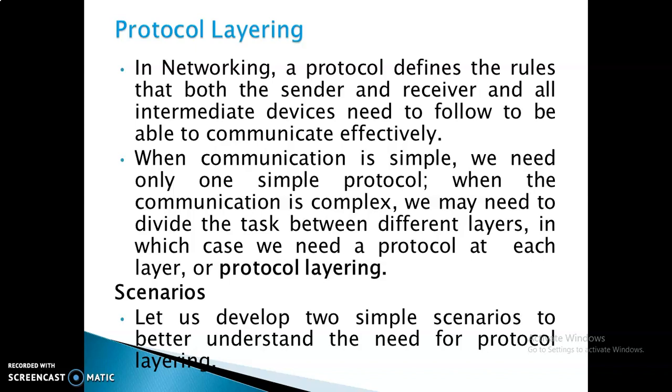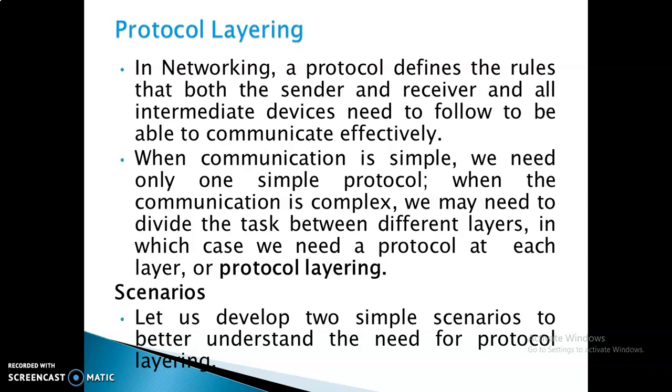When the communication is simple, we need only one simple protocol. When the communication is complex, we may need to divide the task between different layers, in which case we need a protocol at each layer, which is called protocol layering. We will discuss two scenarios in this topic.